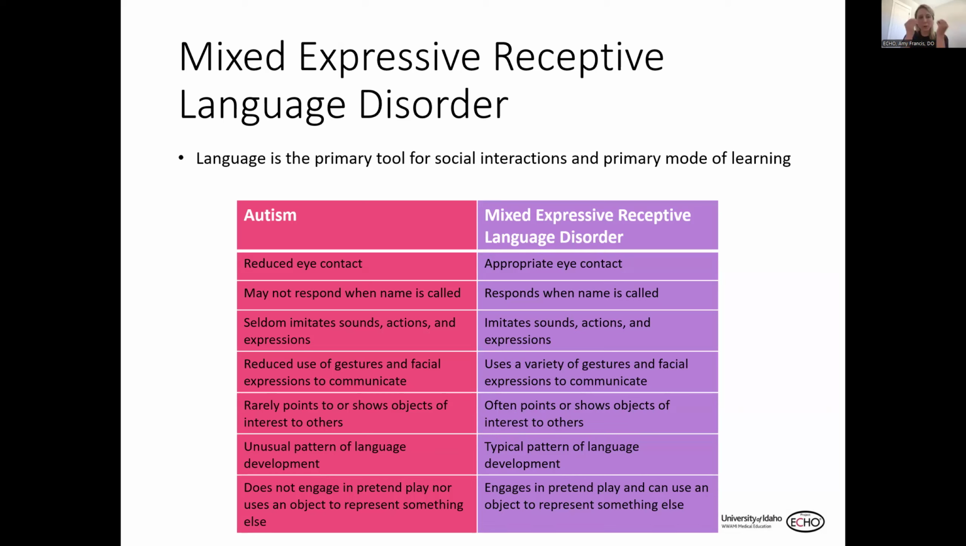They'll use nonverbals, right? Those gestures and facial expressions to communicate. Smiles, frowns, furrowed brows. They can show you when they're angry. They often point or show objects of interest to others to share enjoyment. They have typical patterns of language development, and they engage in pretend play, right? So they have imagined play, and they can use objects to represent something else. Next slide.